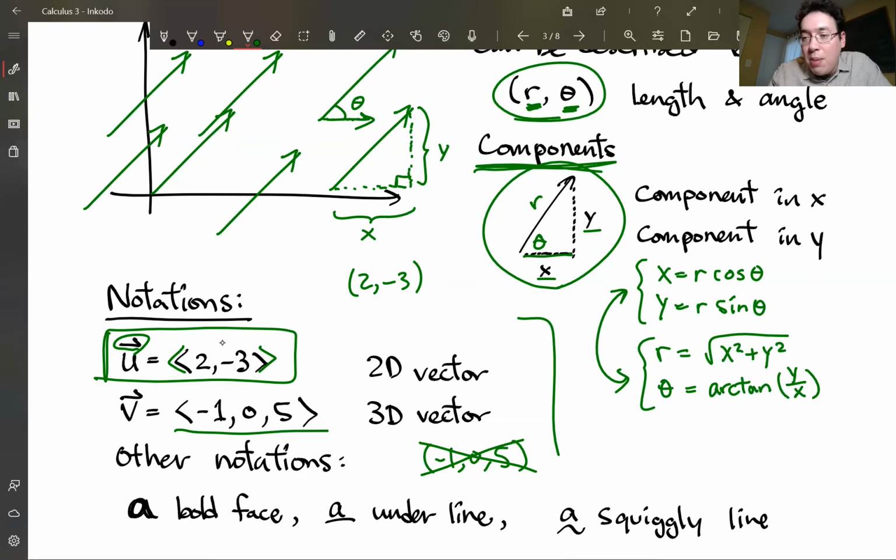Another common notation is to use a boldface font to write those variables. That's kind of hard to do on this application. So boldface, or sometimes people underline it, or sometimes people put a squiggly line beneath it. But I think this arrow notation is the most common, so that's what we'll use.